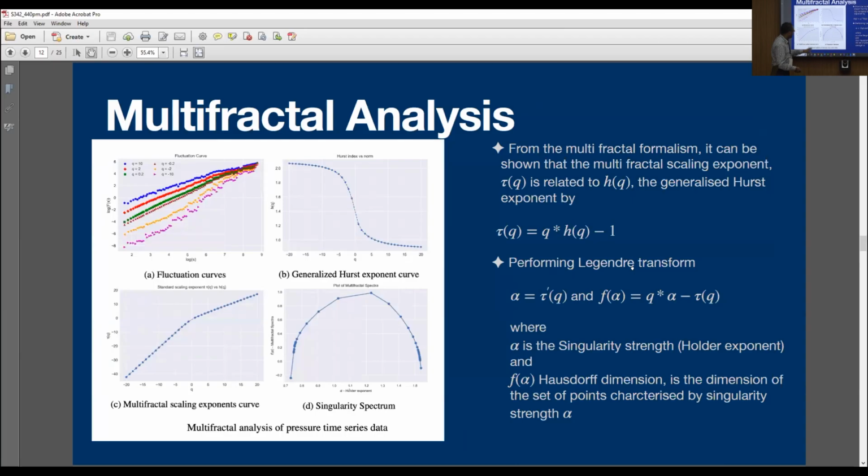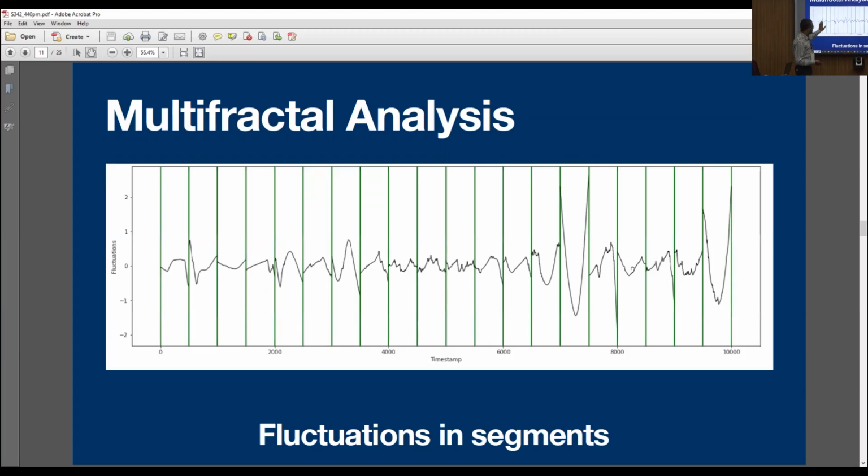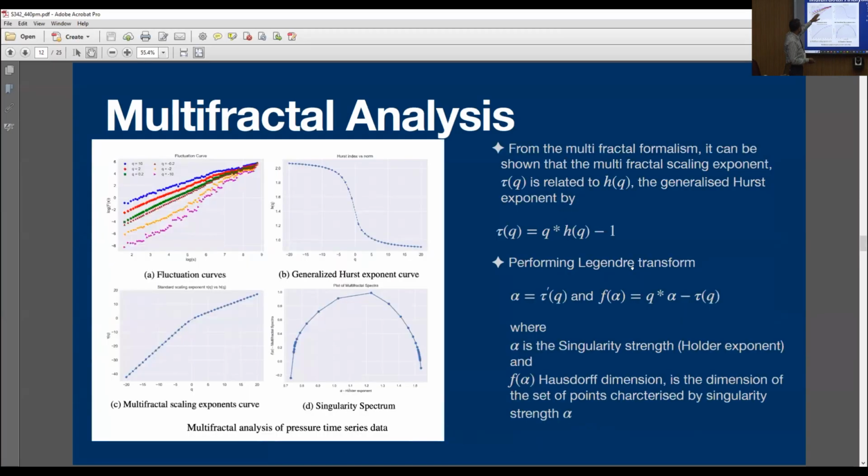And this is the spectrum that you see. But computing this directly is difficult. So what you do is, from the previous approach where we computed the fluctuations, we plotted these plots varying over Q. What you can see is that you can actually get H(Q), where H(Q) is the slope of this line for a value of Q.